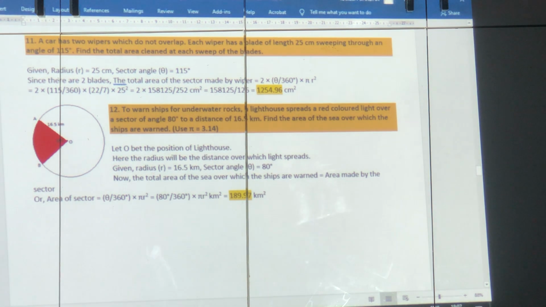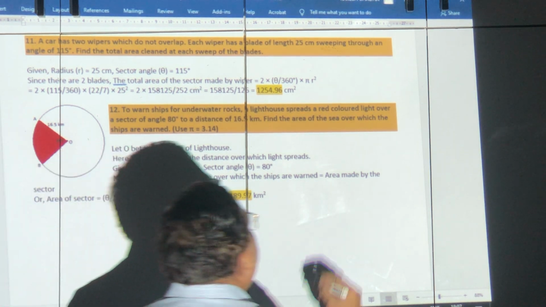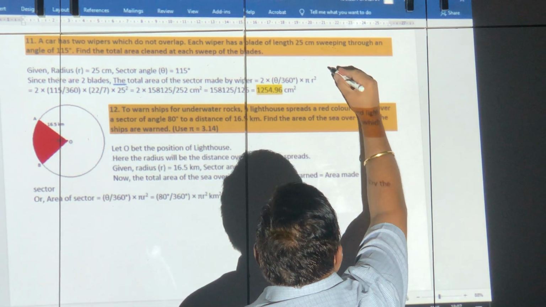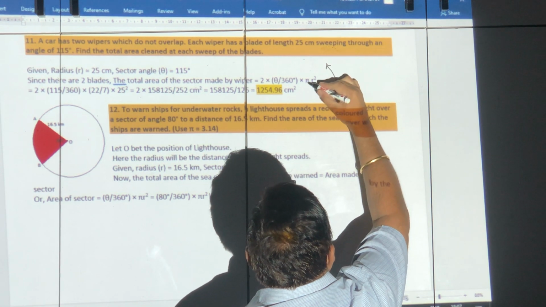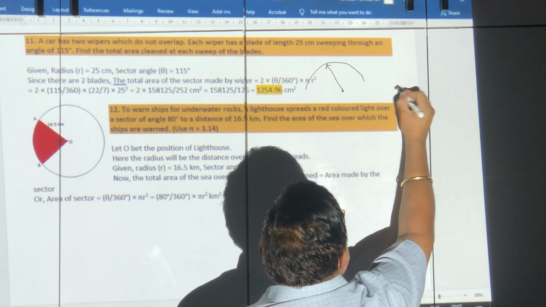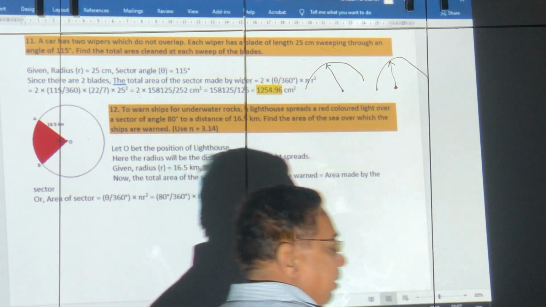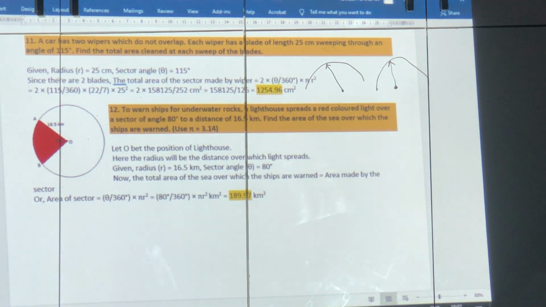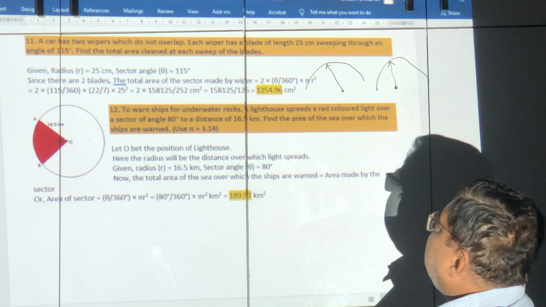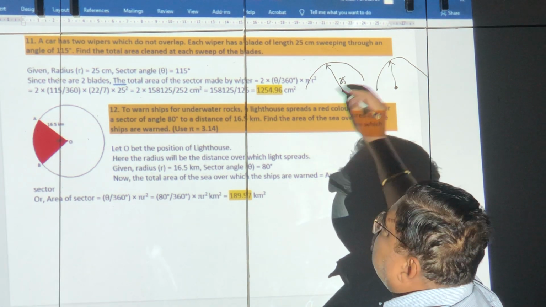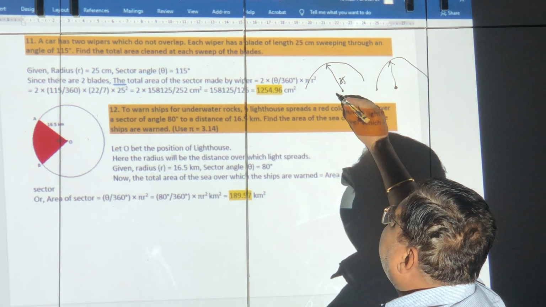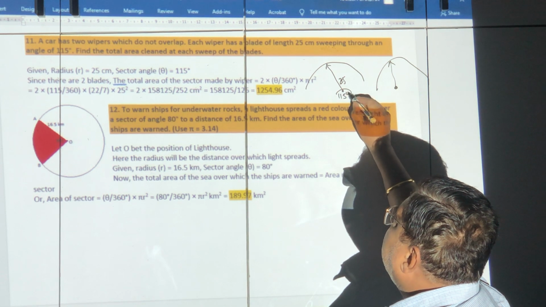Let's have a look. A car has got 2 wipers. One wiper is here, it is cleaning this much. Another wiper is here, it is cleaning this one. They are not related to each other. Don't tell me both will come together, both will go away. Think of 2 different wipers. We got a big car. Now, radius is 25. Sector angle is 115. 115 degrees it can go.